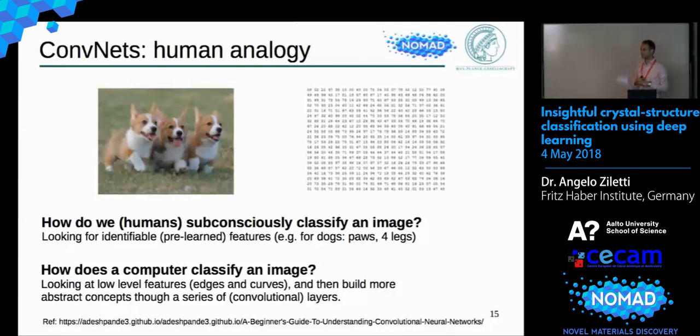No, right? Neither have I before giving this talk, but actually I looked it up, and it's true, I recognize myself in this. So you look for identifiable pre-learned features. So here you see that these are the paws, the tongue out, and then your little ears. These are dogs. We know from our experience. So we essentially look for pre-learned features, and with our experience, we associate these pre-learned features with something that we know.